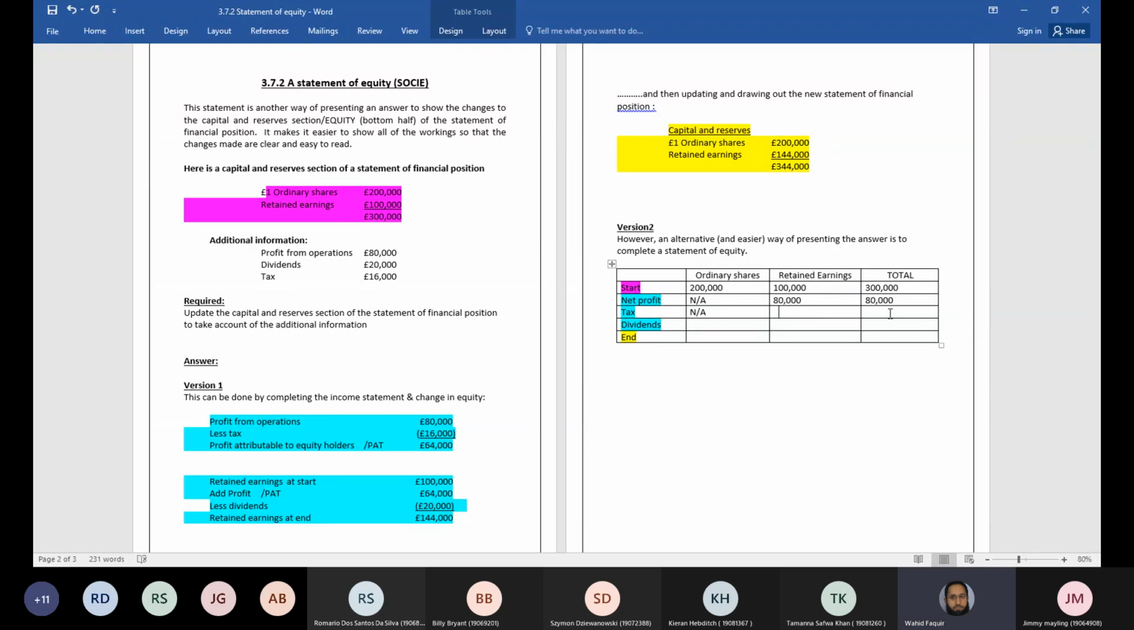Now, because it's a negative figure, can we put it in brackets? Add it across. Well, there's only one figure there. Ordinarily, there's 2 or 3 numbers that you need to sum across. In this case, it's a simple example. Dividends doesn't affect ordinary shares. The amount remains the same. Dividends we are taking off, so it's 20,000.